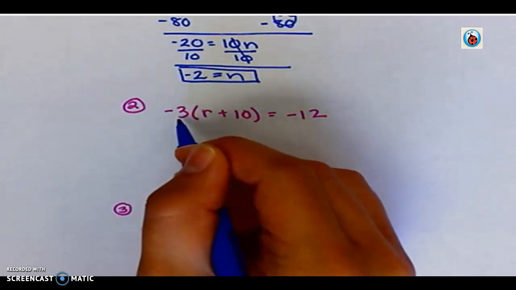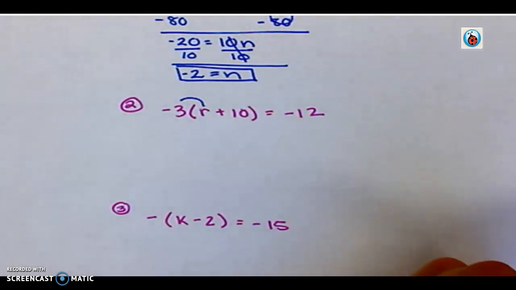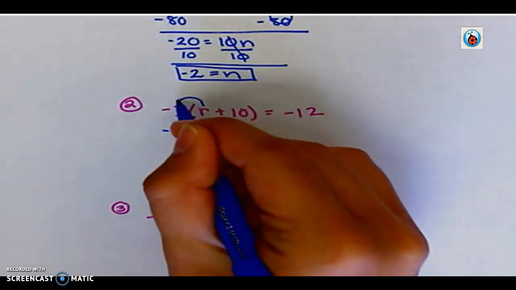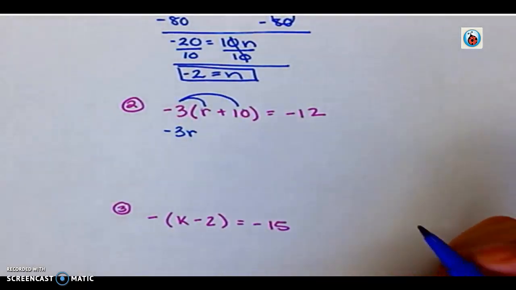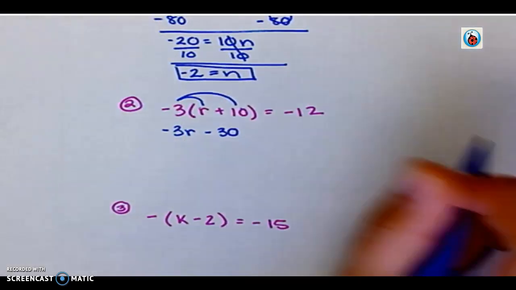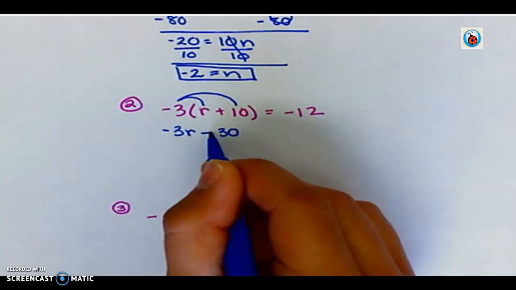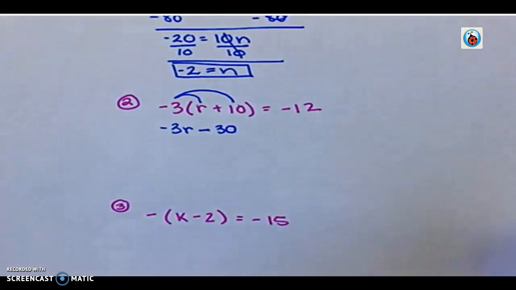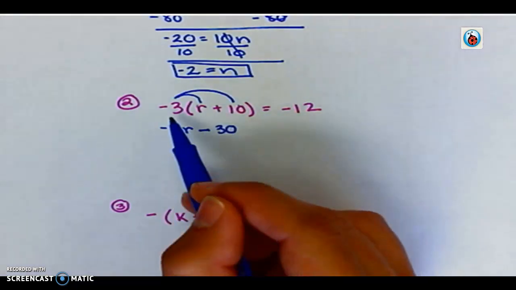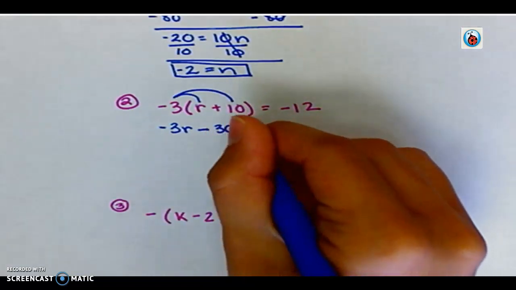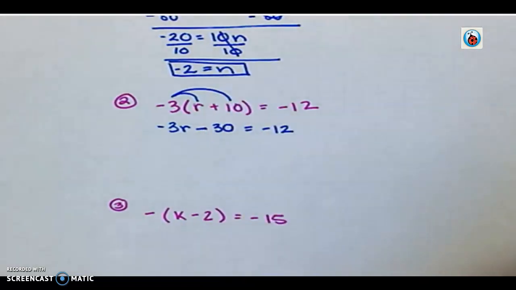So we're going to do negative 3 times r. This is negative 3r. And then negative 3 times positive 10. This is negative 30. Okay, so do not leave off that negative sign or subtract that 30. You want to make sure that you're paying attention to that, because a negative times a positive is a negative. And that equals negative 12.